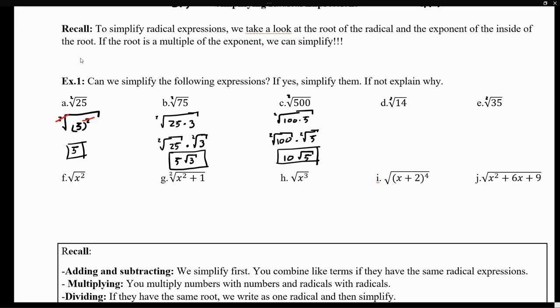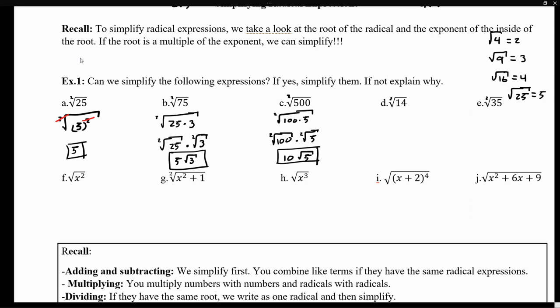If we take a look at example D, first things first, let's write down some numbers that I do know the square root of. We definitely know the square root of 4, which is 2. We definitely know what the square root of 9 is, which is 3. The square root of 16, which is 4. The square root of 25, which is 5. And I can actually stop right here.